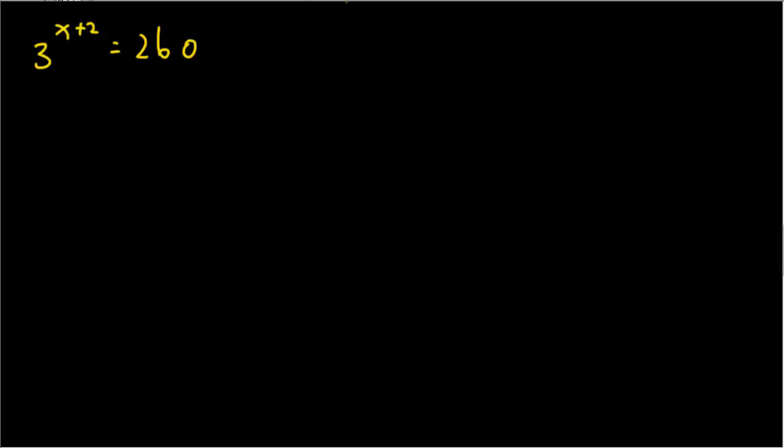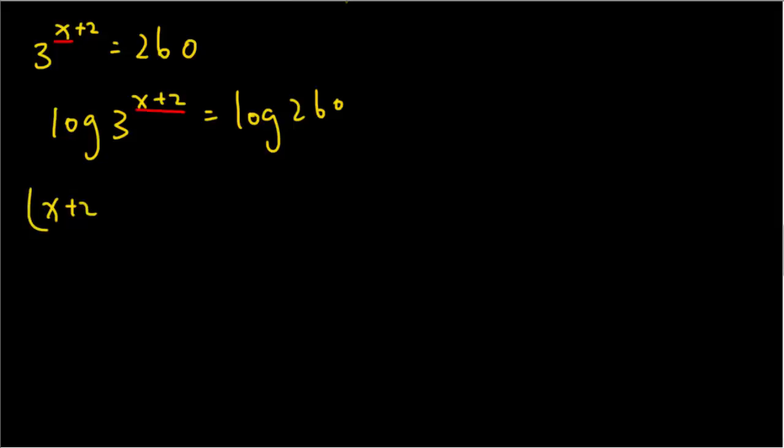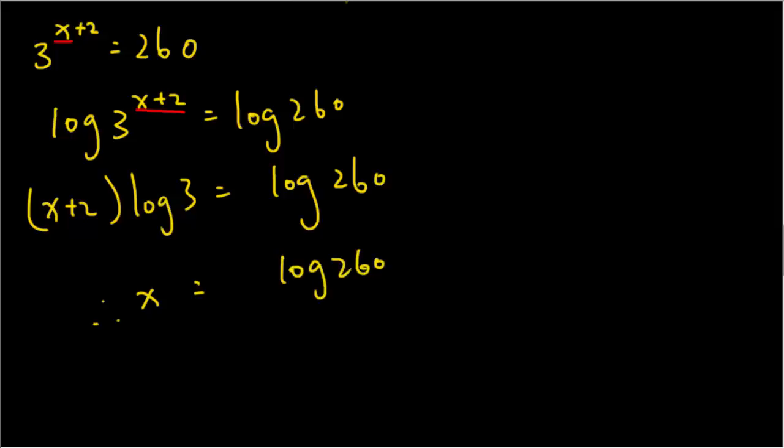So let's have a look at another example. Again, I need to solve for the variable x, the unknown. So what I do is I log both sides. If I log both sides, log of 3 to the x plus 2 equals log of 260. Again, I can simplify this into (x plus 2) log of 3 equals log of 260. Therefore x is equal to log of 260 over log of 3, minus 2.